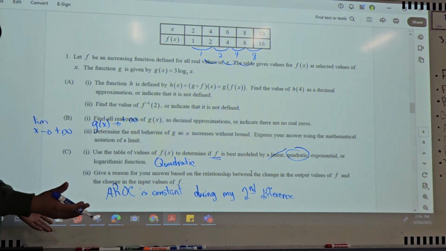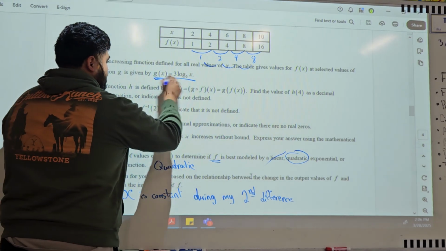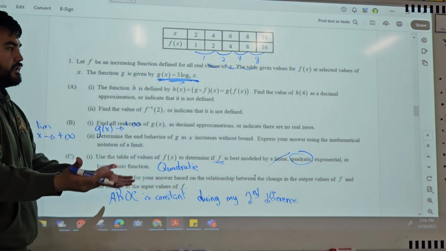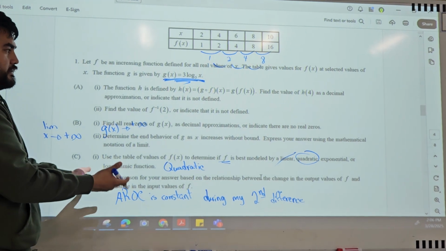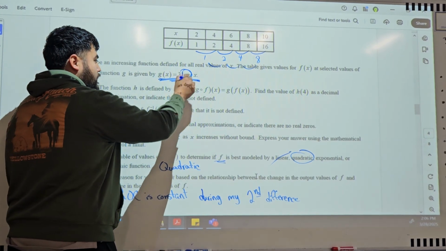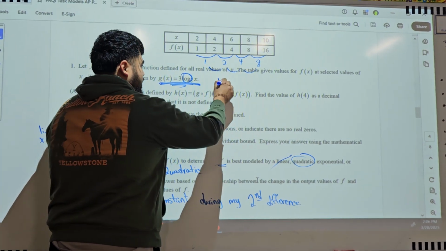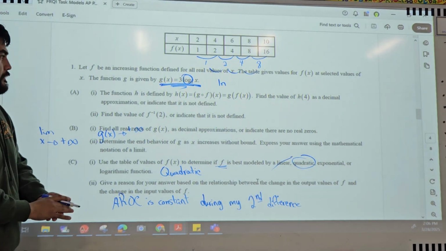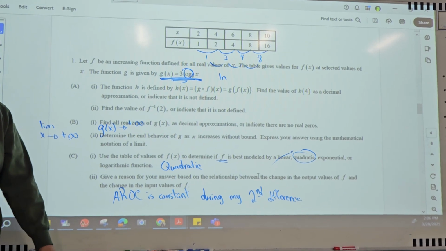So again, the whole point of this video is don't panic if you see this. You can graph it, you're allowed to use a calculator. Just know how to find this little section, the log, or if it's ln, or if it's an exponential.